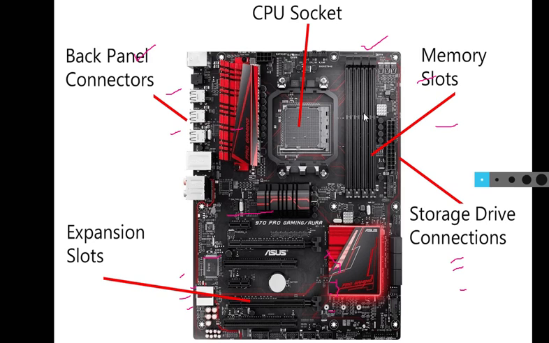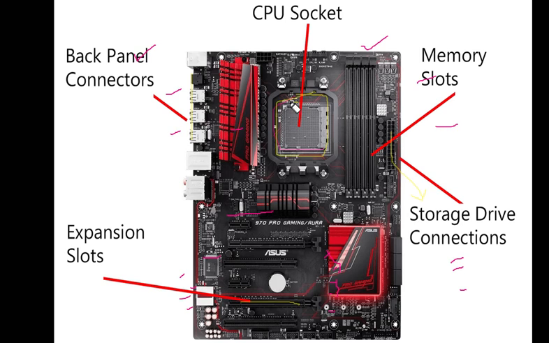Now this is called the motherboard. In this motherboard, this is called the CPU socket. These all are connector ports. Then these all are expansion slots. If you want to increase the RAM size, you can put it in the RAM slot. And these are called memory slots. Then these slots we can call storage drive. Here we can connect secondary storage devices.